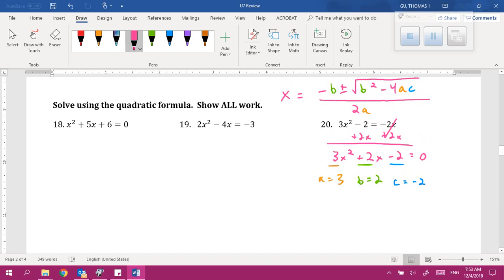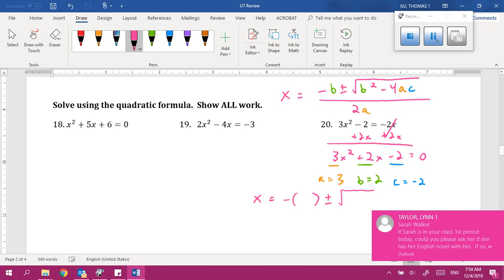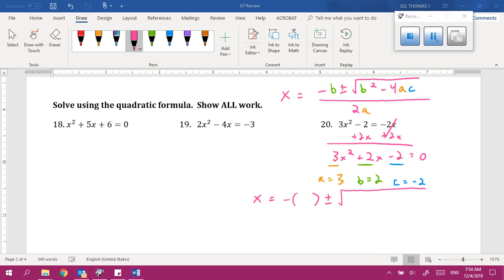So I write everything out with parentheses. It's very important, I just put parentheses around all the letters at first, right? Make sure you put parentheses around all your variables. So I just start out with that. So negative parentheses plus or minus square root of, parentheses squared minus 4 times parentheses over 2 times parentheses.